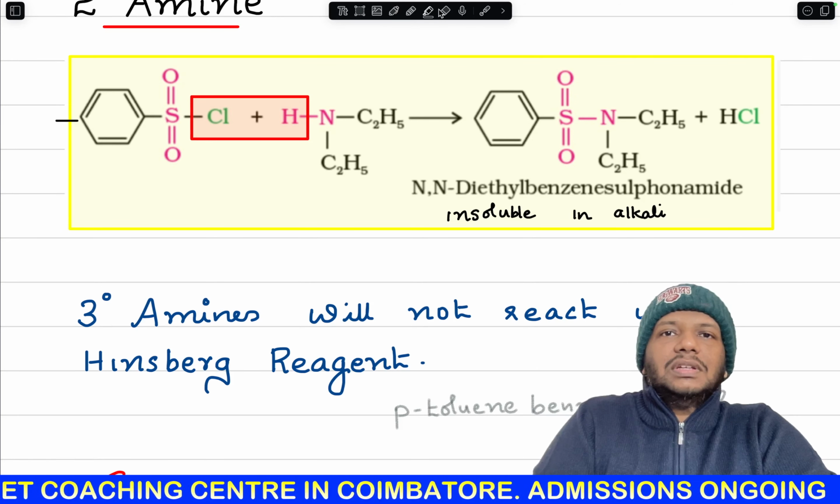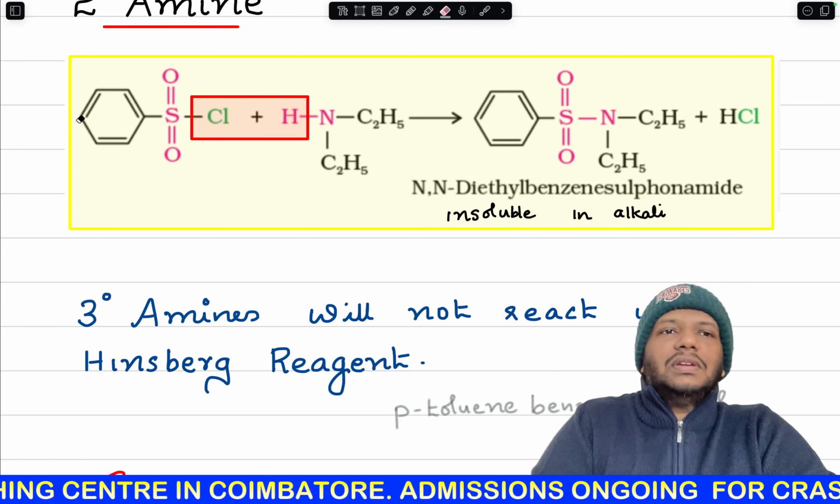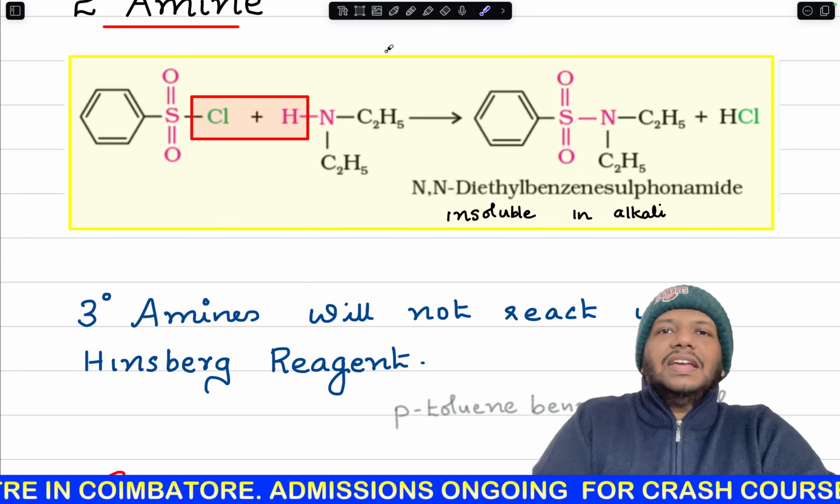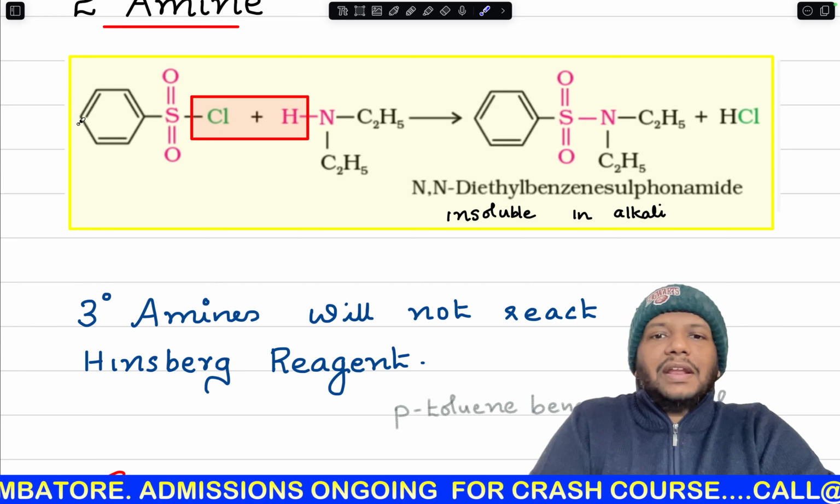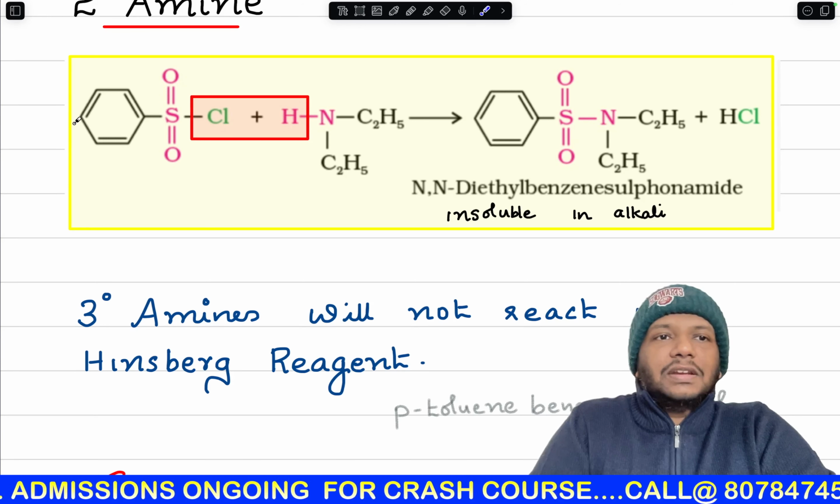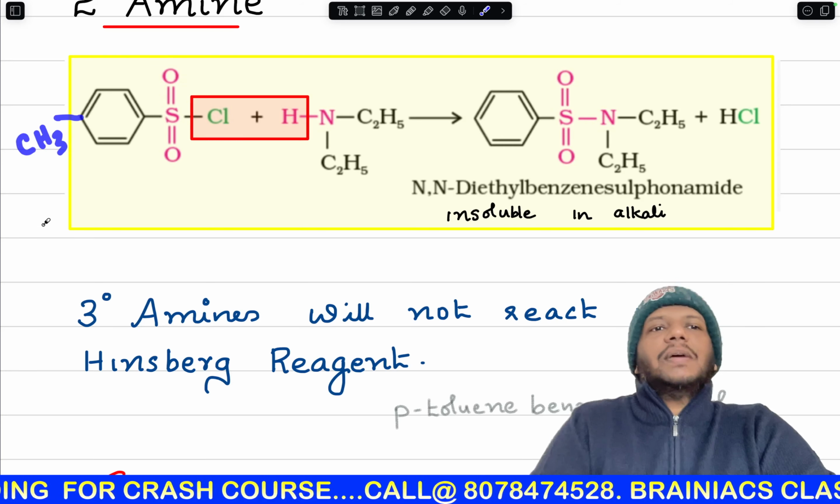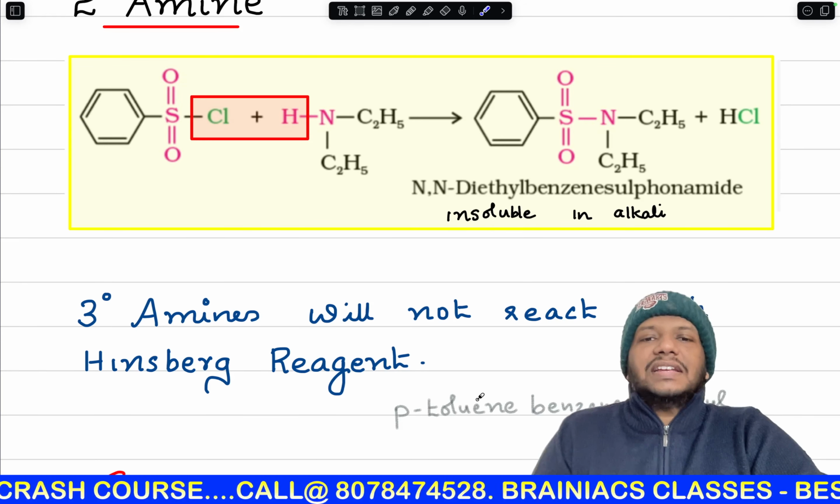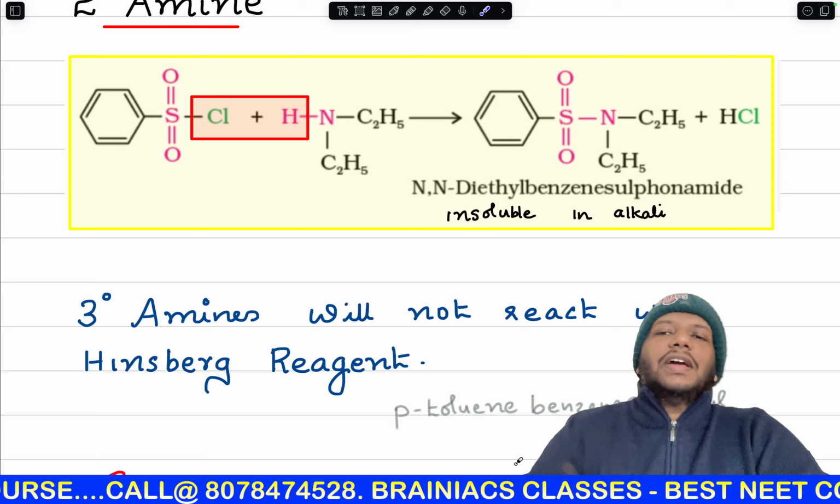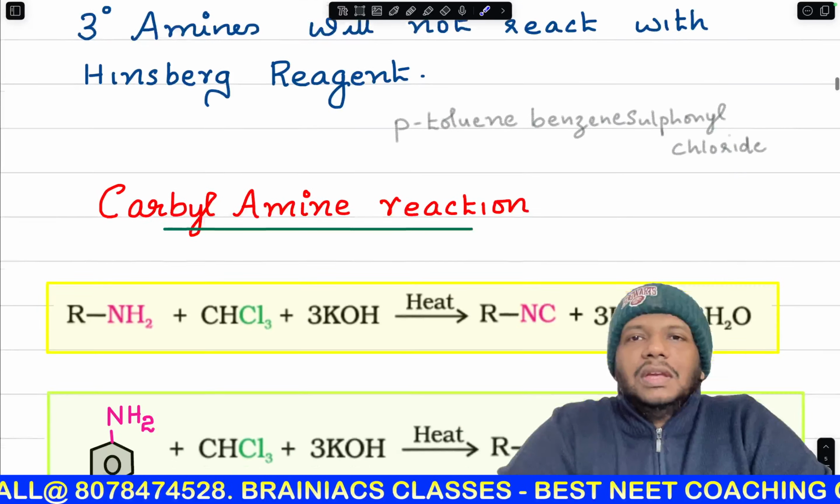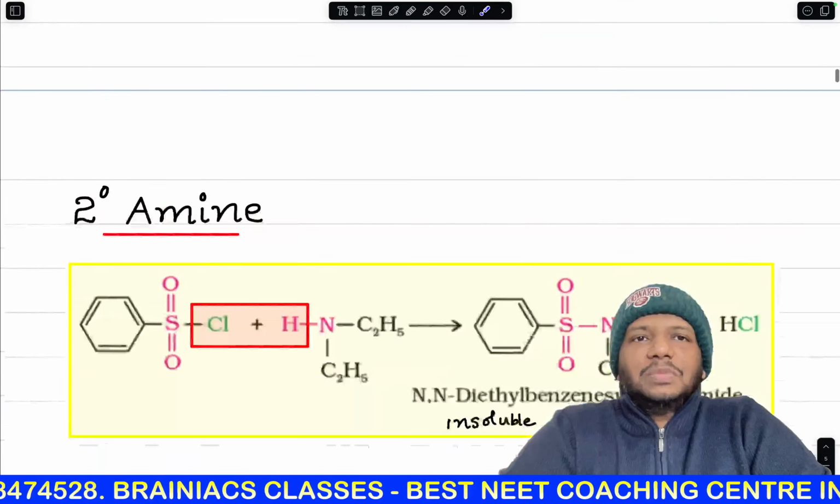I can show you with the changing ink. Then that would be logical. So I can easily say, para-toluene benzene sulfonyl chloride means what? Only one difference is present. Here CH3 is extra present. Then we can say that as para-toluene benzene sulfonyl chloride. Okay, so that is all about Hinsberg reaction.